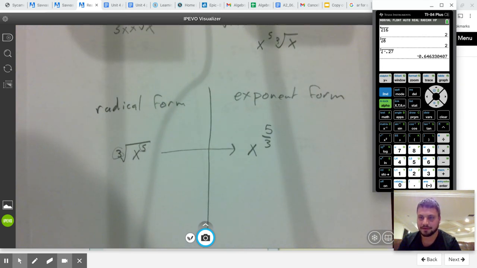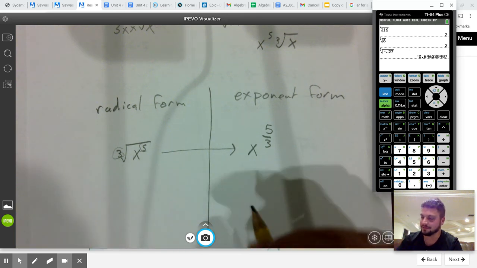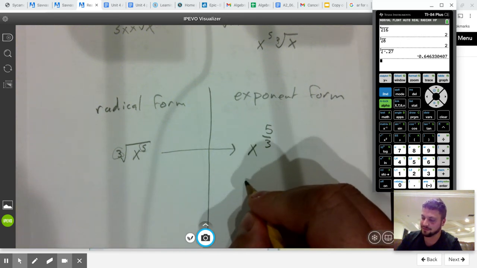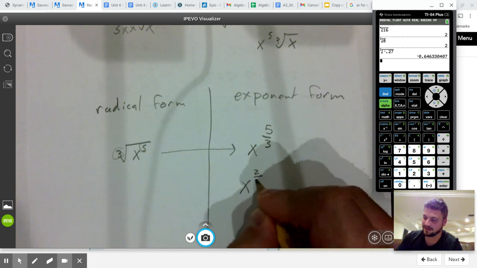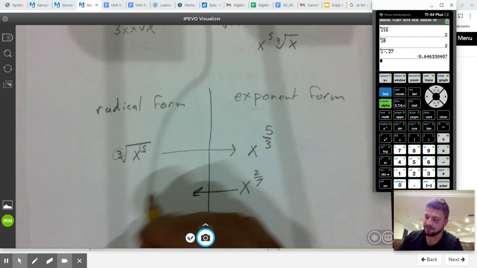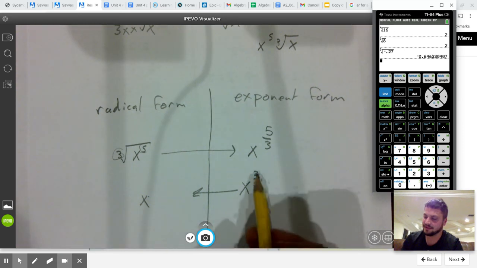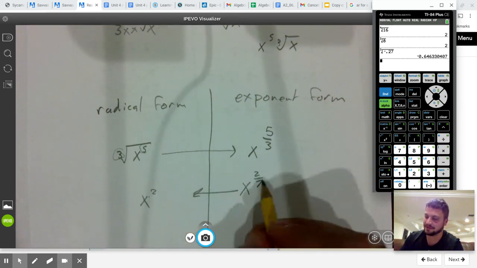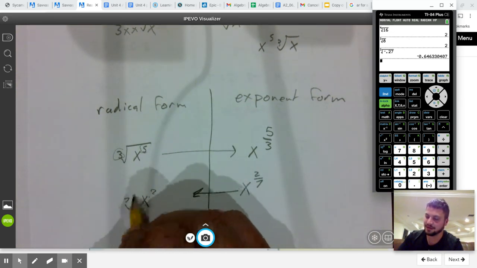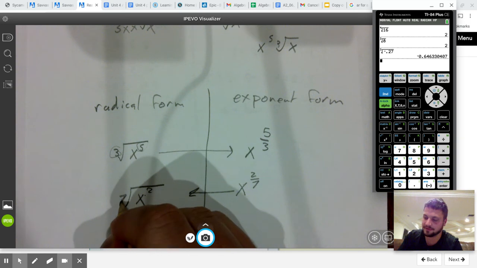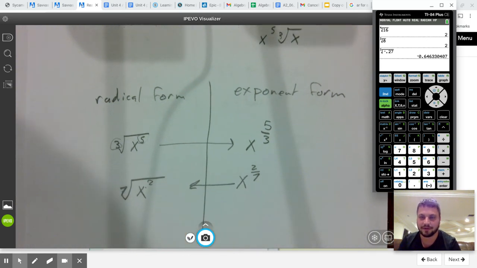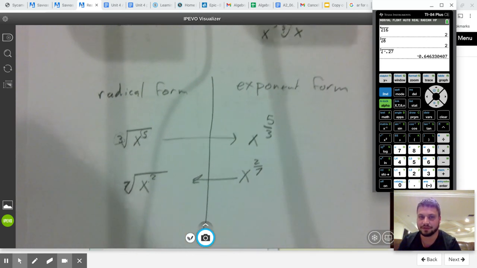So if I asked you maybe to start with x to the 2/7 and write that in radical form, you would write your x. The numerator would stay as your exponent. The denominator would become the root number. That's a 7, sorry. The 7th root of x squared. Those two things would be equivalent.